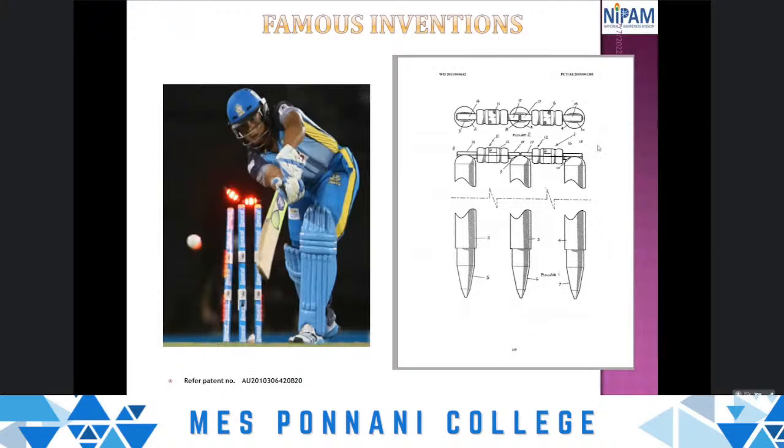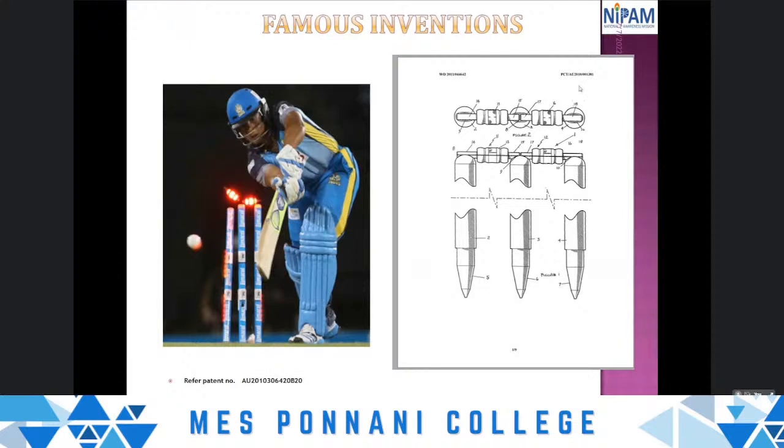So an Australian cricketer and mechanical engineer came up with this invention, where he made use of some sensors and microcontrollers in order to indicate, using that LED, the precise moment when the bails fell off from the stumps. He obtained a patent for the same.